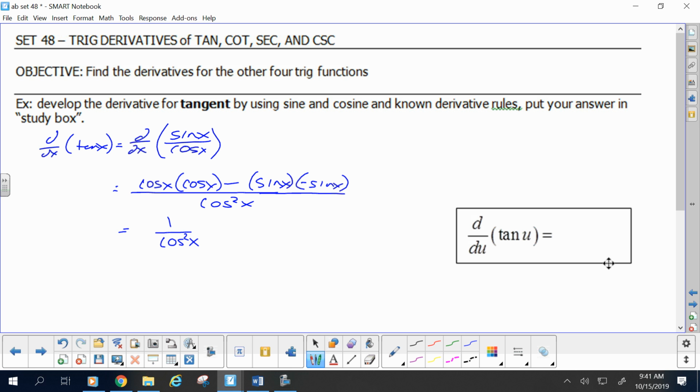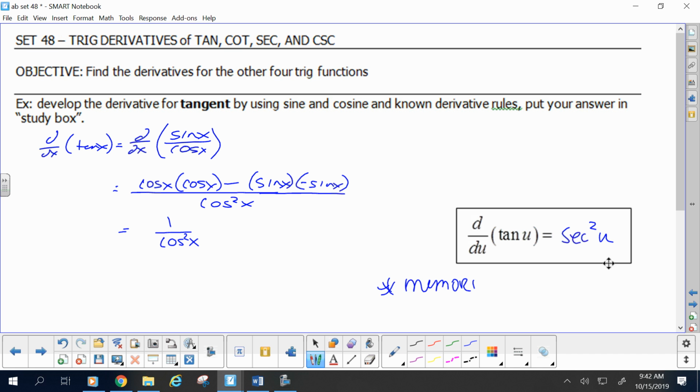It's typical to let u just be any function because it could be a chain rule problem. But the more common way to write this is secant squared of whatever was inside to begin with. In this case, it was u over here. Sorry. Okay? So now, this is important that you memorize this.